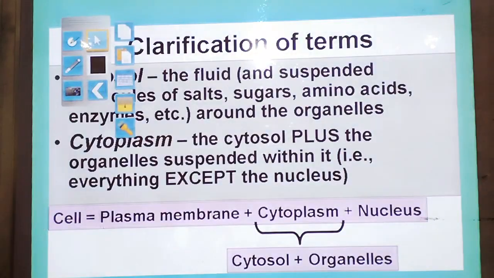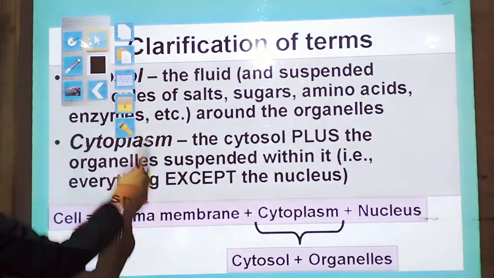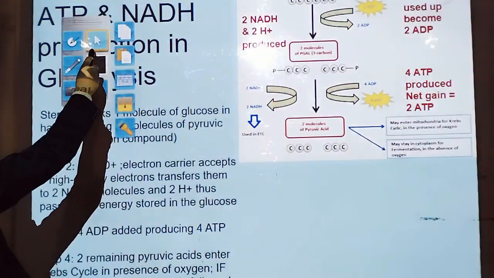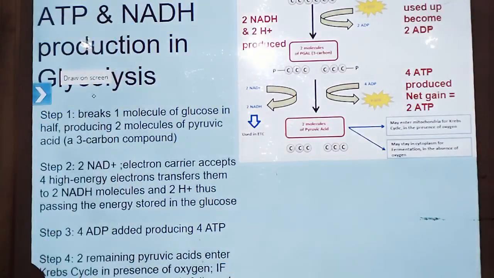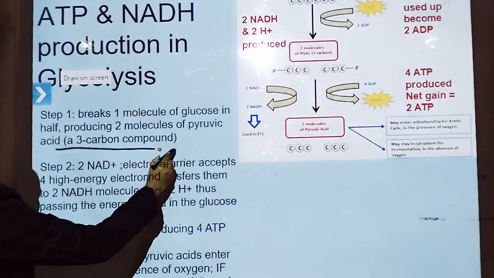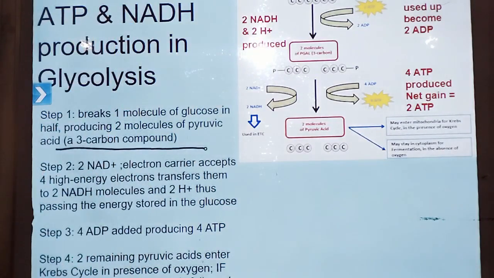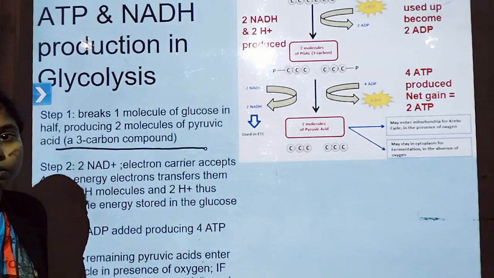Now let us move to the glycolysis process. What the lines are saying: the first step is the breakdown of the glucose molecule in half, producing 2 molecules of pyruvic acid, that 3 carbon containing molecule only.